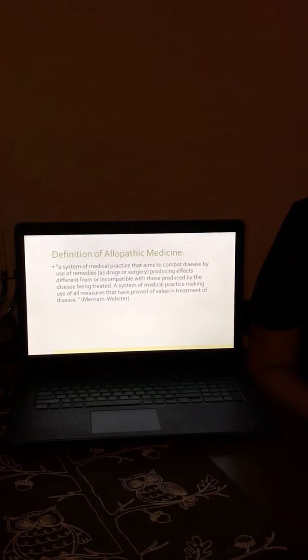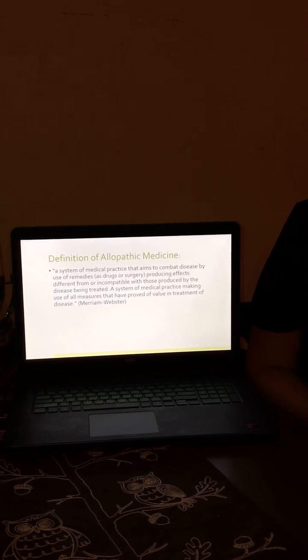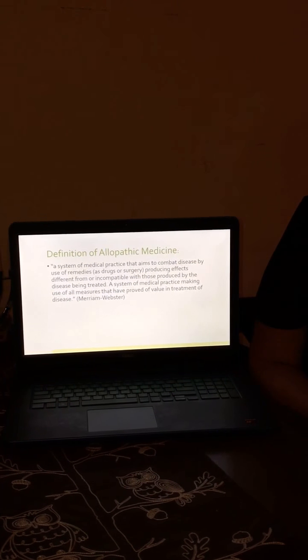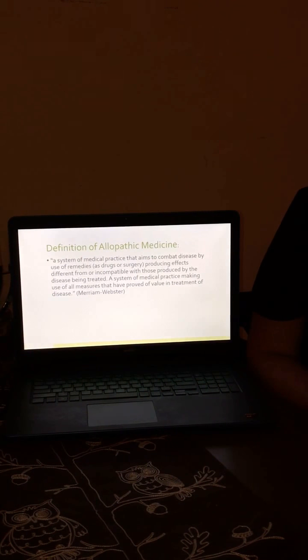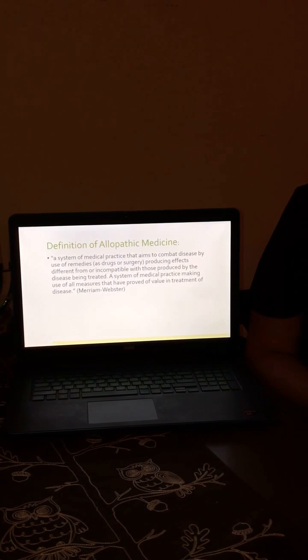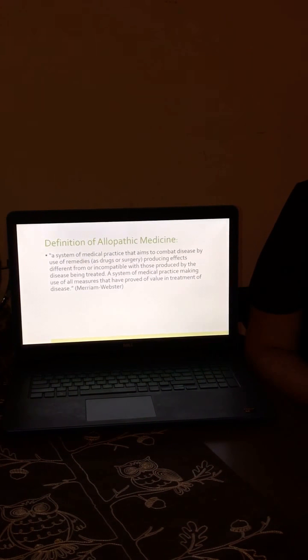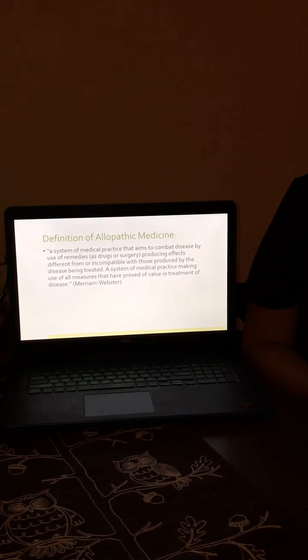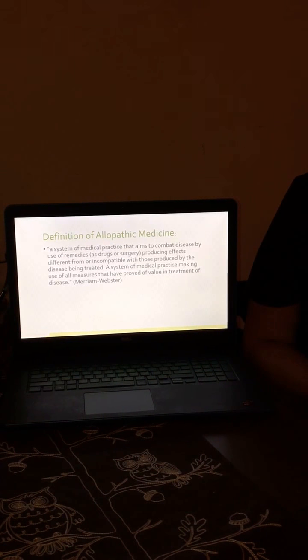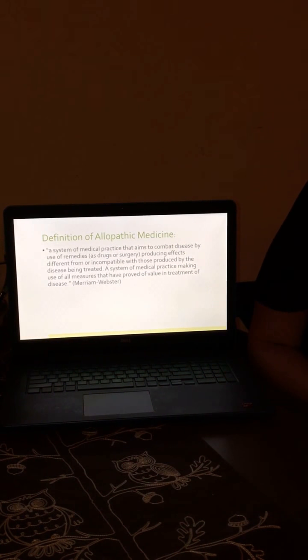Allopathic medicine, according to Merriam-Webster, is defined as a system of medical practice that aims to combat disease by use of remedies, as drugs or surgery, producing effects different from or incompatible with those produced by the disease being treated. A system of medical practice making use of all measures that have proved a value in treatment and disease.